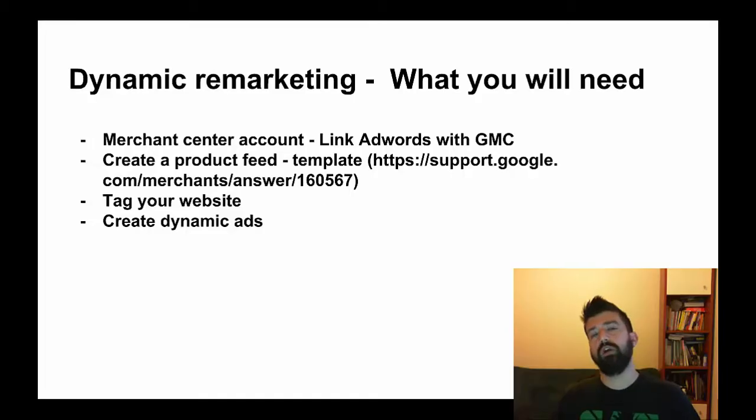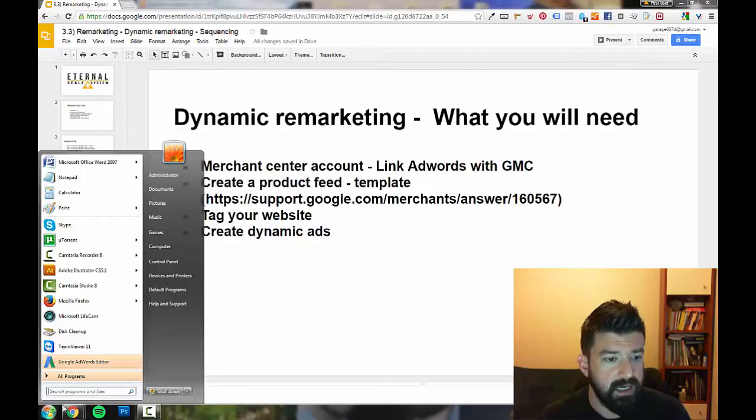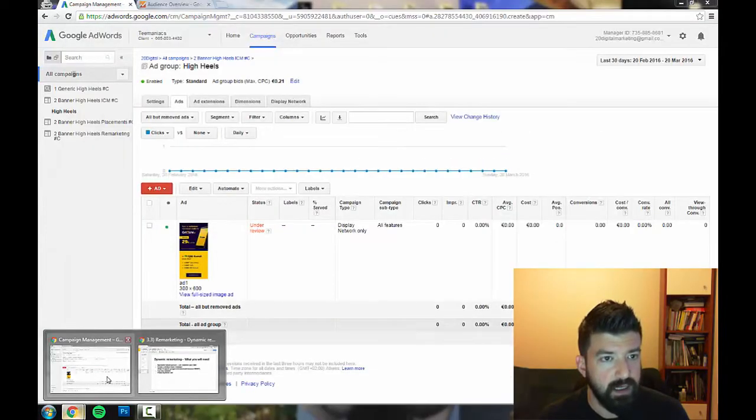What are you going to need? You are going to need a merchant center account if we are talking about a retail. You need to link AdWords with the Google Merchant Center. You need to create a product feed like I showed you in the video about Google Shopping, and here you will find a template at this specific address, support.google.com. You have to tag your website so the whole process can be done dynamically. And the last part is to go and create the dynamic ads. So let's go, we have a lot to cover here, and let's start from the remarketing lists.